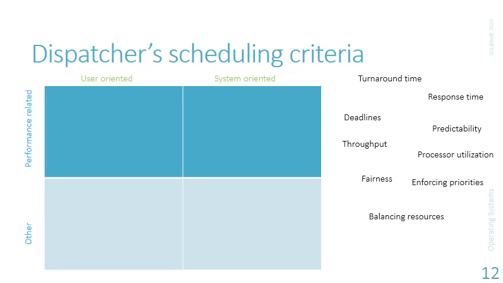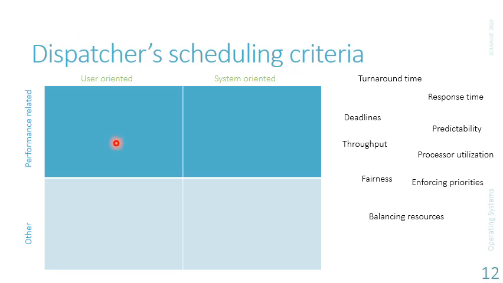Right, now we talked about the criteria, and I've said earlier that we have two different types, so user-oriented and system-oriented. We played a game in class trying to assign each criterion in one of those boxes here.